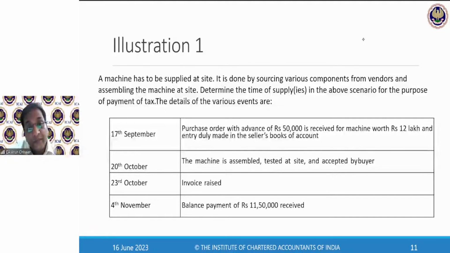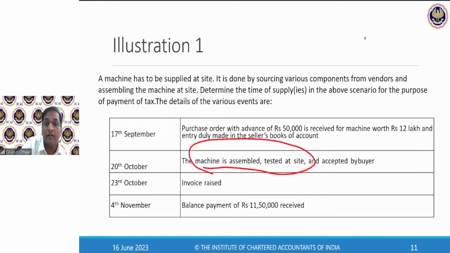The second is the date on which the invoice is required to be issued as per section 31. Section 31 says that if it is a movement of goods, then it is the date of removal of the goods, or otherwise the date on which the delivery happens or it is accepted by the recipient. So in this case, it is 20th October, the date when the goods were made available to the customer, because I need to assemble at site. Until the machine is installed and assembled, the supply is not completed.